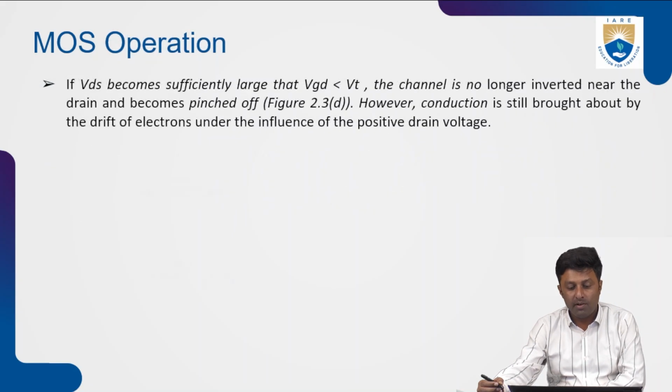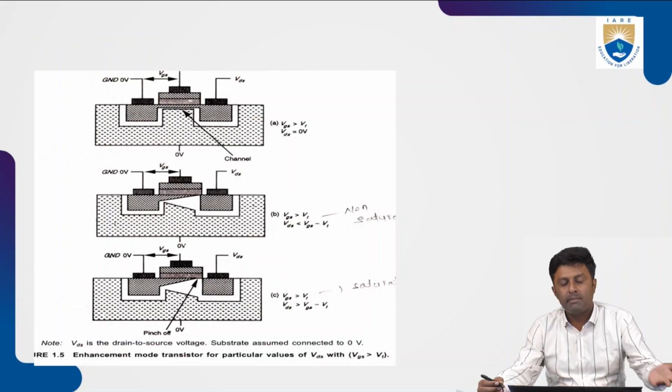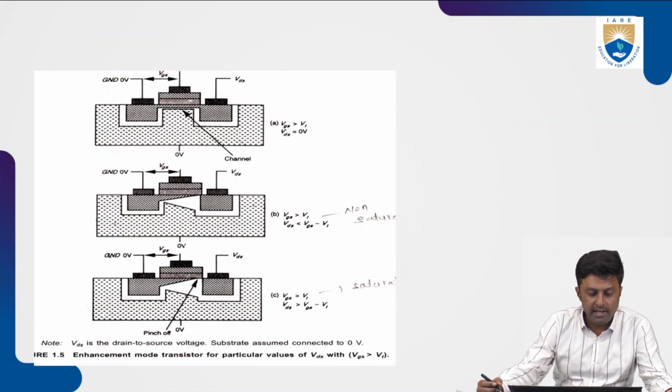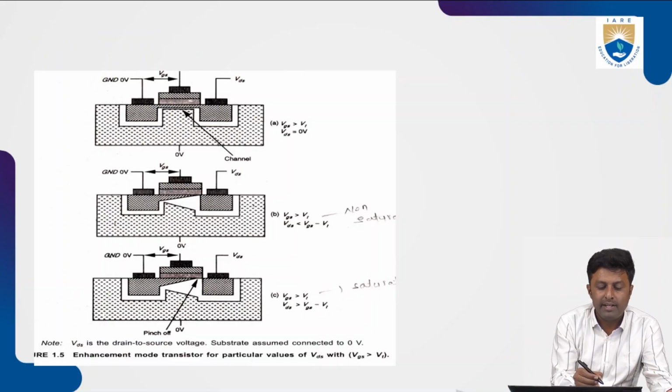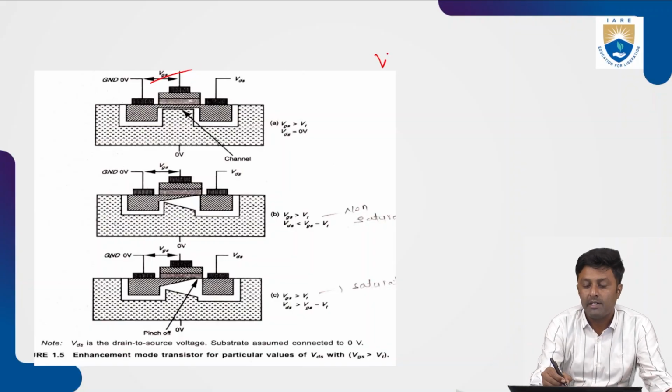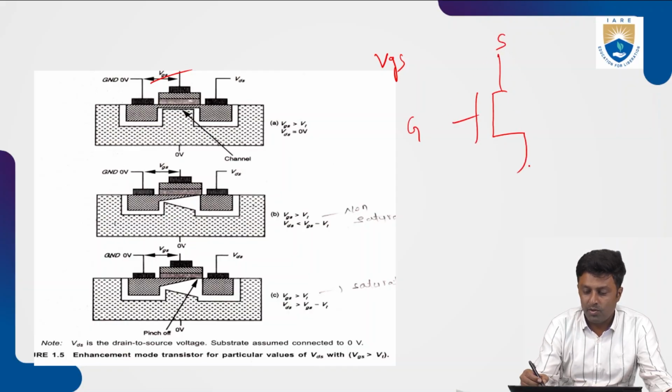Okay, MOS operation we have seen. The same thing is shown here. We can apply VGS, which is called the gate to source voltage. See here, this is gate, this is source, this is drain, right? So this is an N-type transistor, let us say. So the voltage applied here, we call it VGS.